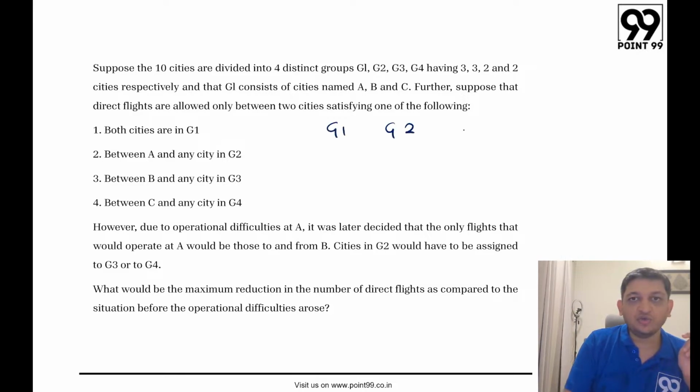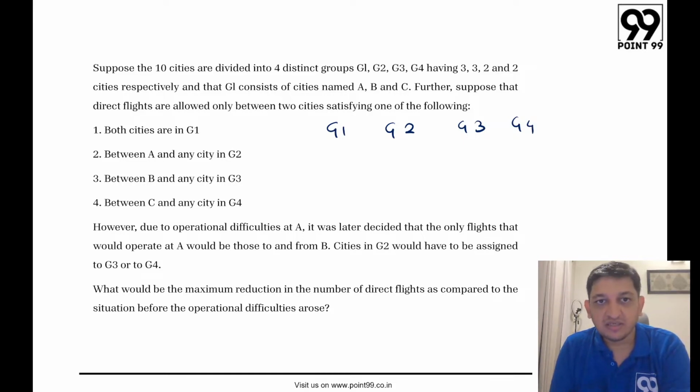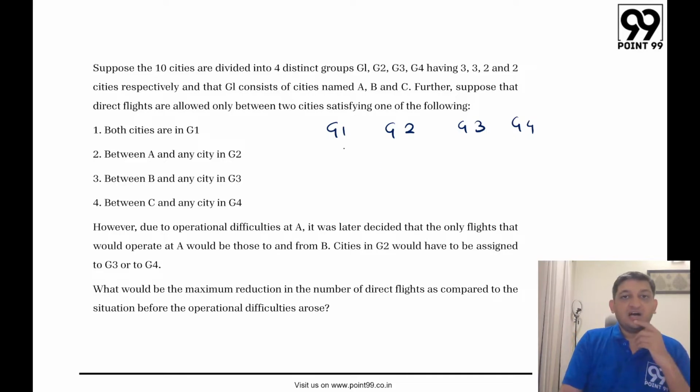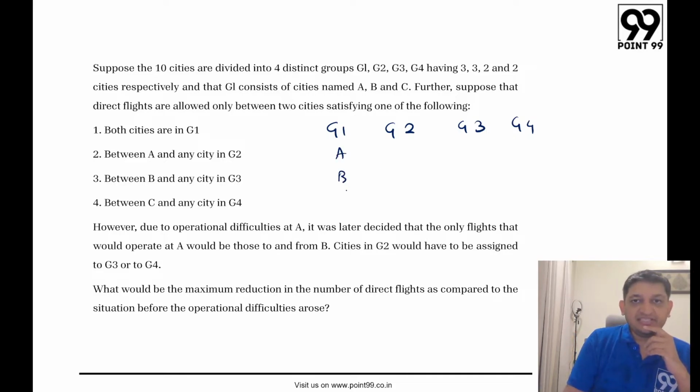We have group 1, group 2, group 3 and group 4. I hope the question is visible. Let me just check it once. Yeah, it's visible. Okay. G1 has 3 cities A, B, C. G2 has 3 cities. G3 has 2 cities. G4 has 2 cities. This is given. We know that both cities should be in G1, A and G2, B and G3, C and G4. Okay, all of these should have connections.